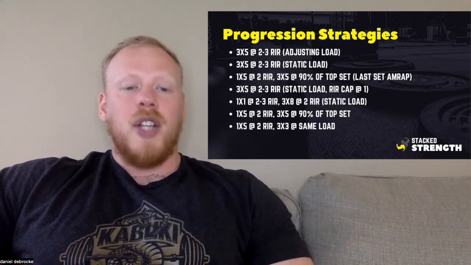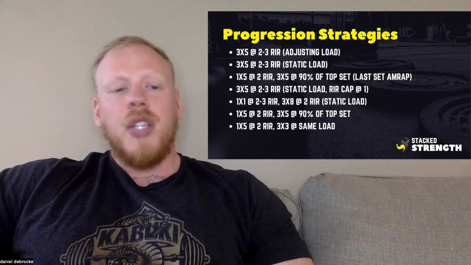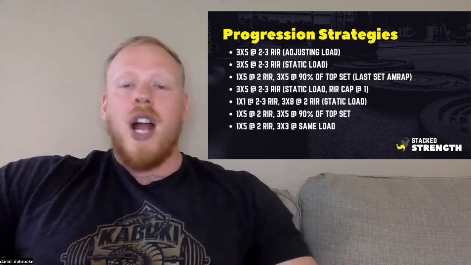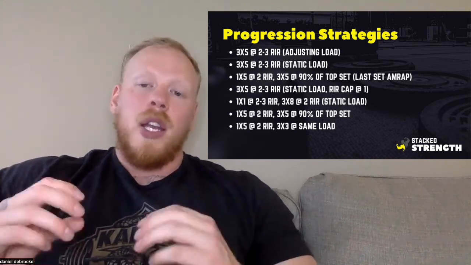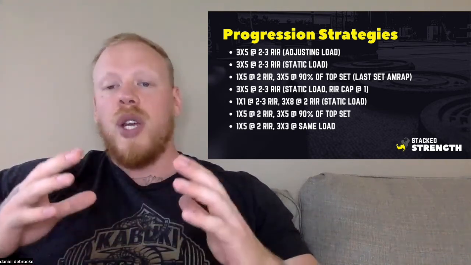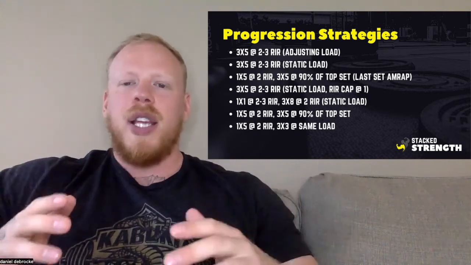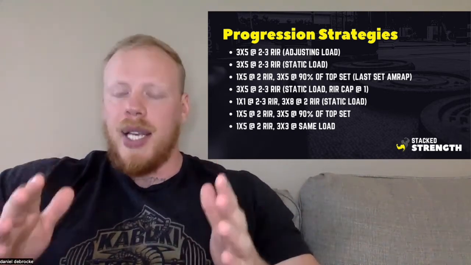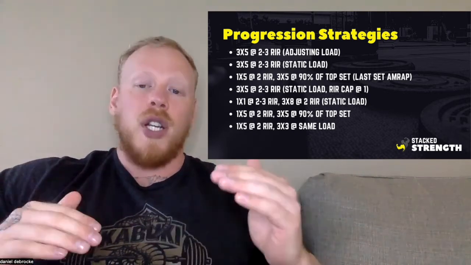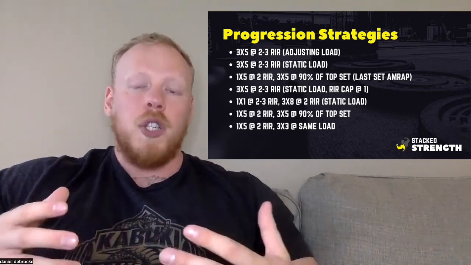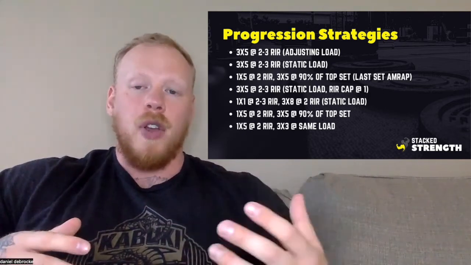Now, the last progression strategy is we're going to do a top set of 5 at 2 reps in reserve, and then we're going to do back off work, but at the same load. Now, the reason for this is because we're going to increase the exposure to higher intensities. A top set of 5 at 2 RIR isn't necessarily high intensity, but it's exposure to higher intensities than if you were to do some back off work at a lower weight. So we get more exposure to the top or heavier work.